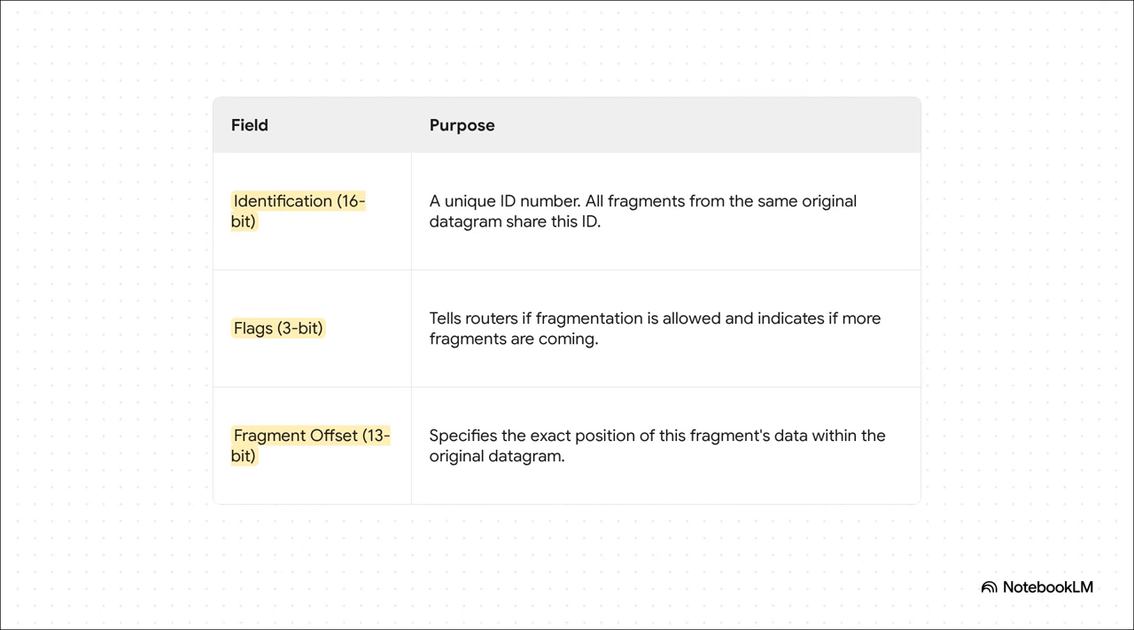Then you have the flags. These are like little sticky notes on the box, with simple instructions, like, hey, this is the last box, or don't even try to break this one up any smaller. And finally, the real key, the fragment offset. This is literally the box 1 of 5 or box 3 of 5 label. It tells the computer exactly where this chunk of data goes in the final picture. It's the blueprint for reassembly.